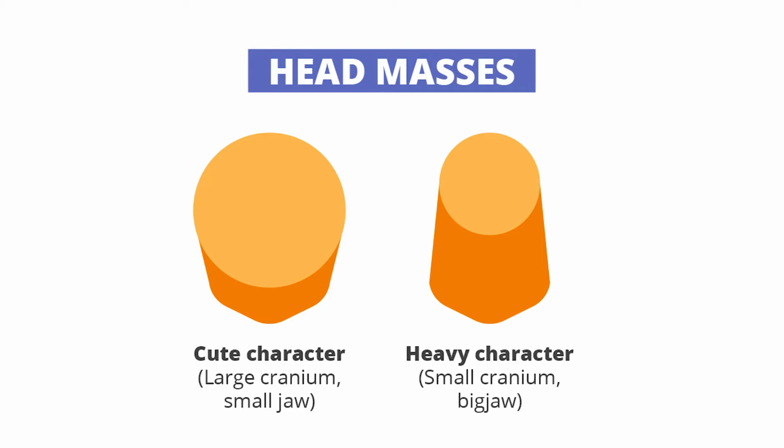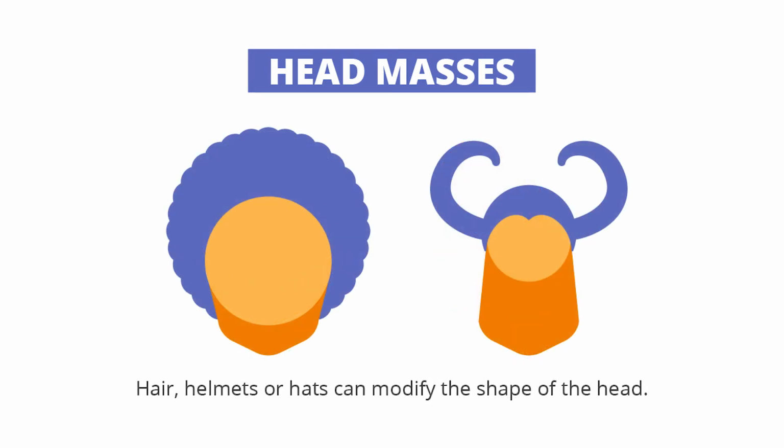You can also use all kinds of shapes to create the heads. Go wild with this and try different things. There's also a third mass that you can play with, that's the hair. You can have a character with very fluffy hair, for example, and that can be the predominant mass of the head. Or you can also use the hair to add an interesting shape to the head.